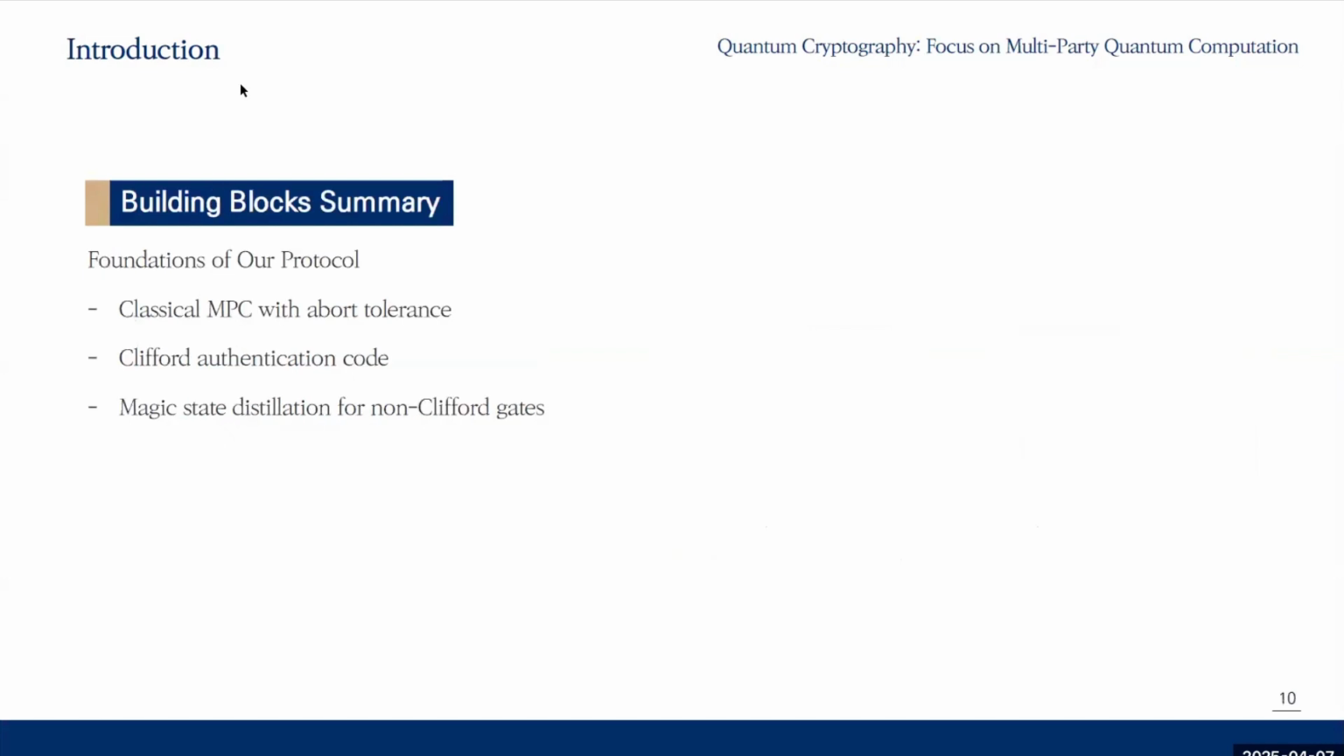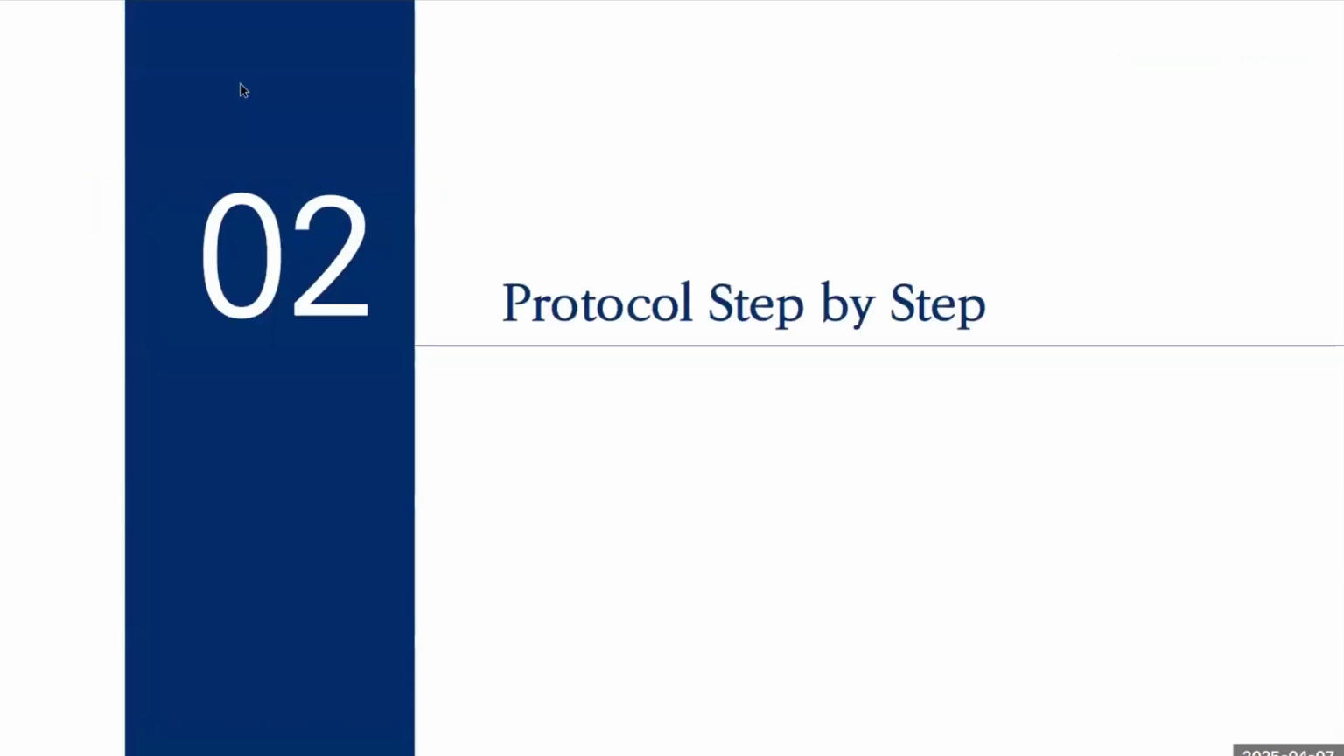Finally, let's summarize the building blocks before we step into the protocol itself. Classical MPC protocols tolerant of abort. Quantum authentication codes to protect the integrity of quantum data. Magic state distillation for implementing non-Clifford gates, especially the T-gate. These three elements form the foundation of the MPQC protocol. Now we'll go step by step through the protocol itself and see how all these components come together.